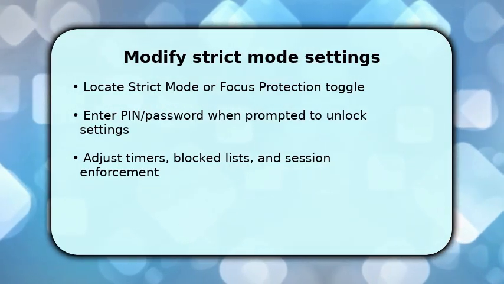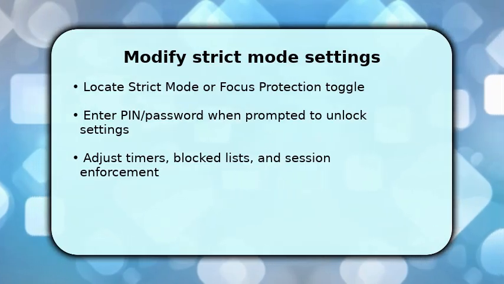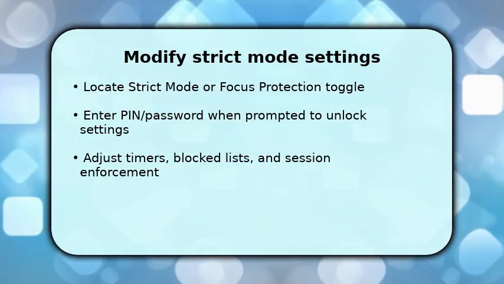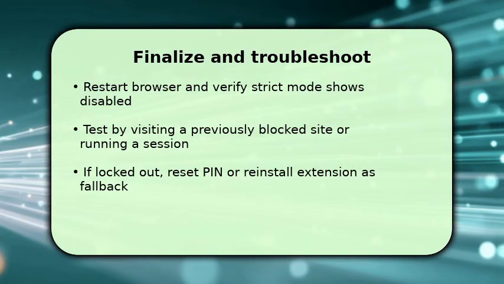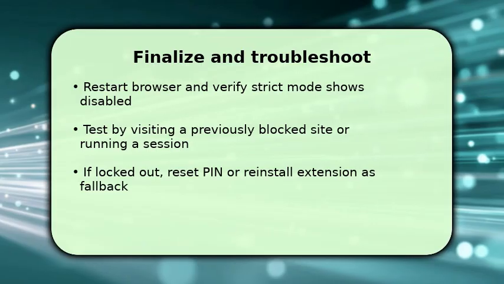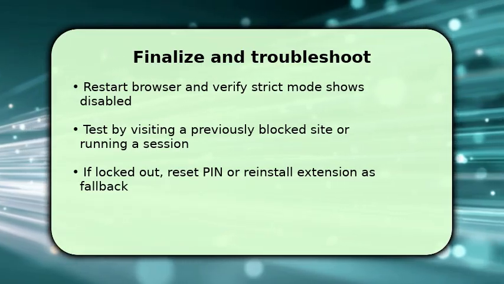After making changes, press Save or Apply. The extension usually confirms that strict enforcement is turned off. You finish by validating the change immediately. Restart the browser and try accessing a site that was blocked. This confirms strict mode is off.